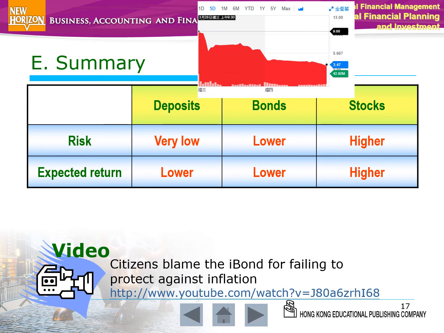Look at this. Deposits have a lower risk, so the expected return is lower. Bonds, lower risk, expected return lower. Stocks, higher risk because of the fluctuation of share price, and the expected return is high as well. They go in the same direction.